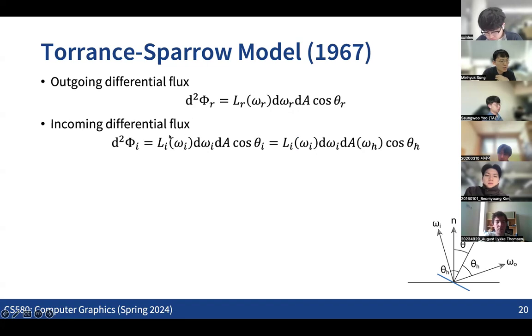But now we want to consider only the subset of the microfacets that has this half-angle vector as the surface normal, right? So we can rewrite the incoming differential flux like this.